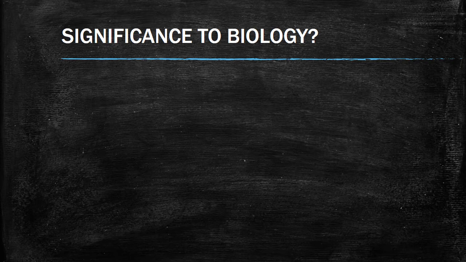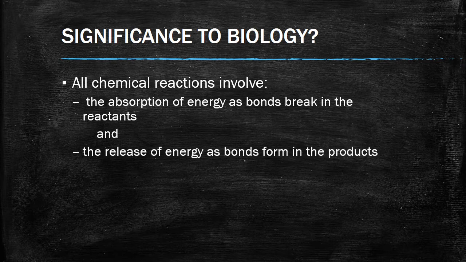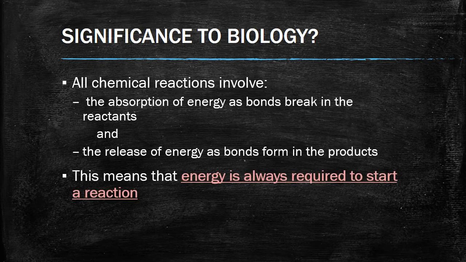So how is this significant to biology again? All chemical reactions involve the absorption of energy as bonds break in the reactants. So you're going to start with a larger molecule and break it down, and as those bonds break, we absorb that energy. It also releases energy as the bonds form in the products. So when we break down the reactant and it becomes a product, it then releases energy. So energy will be one of your products as well.